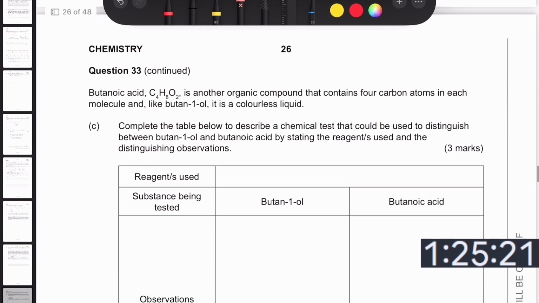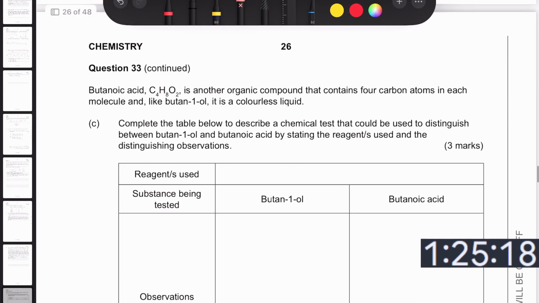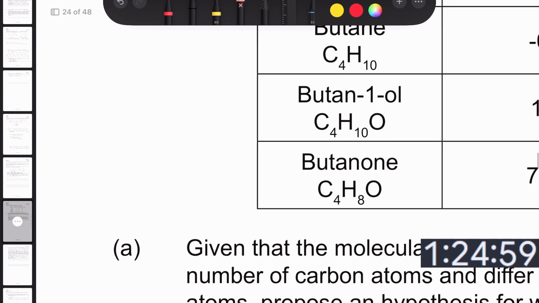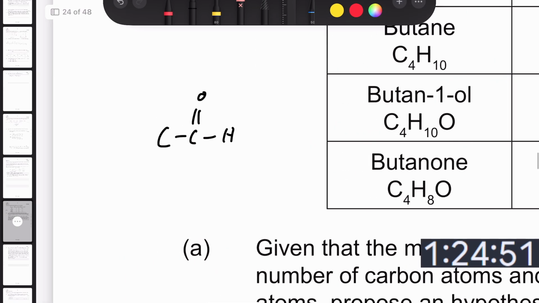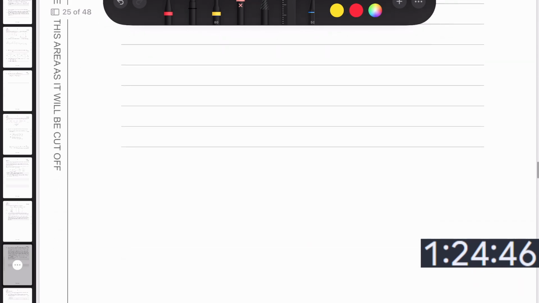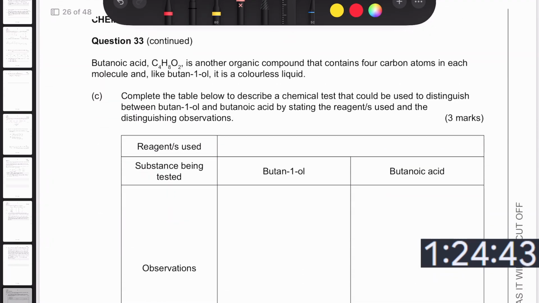Yeah, what a snowfest. There's another organic compound that contains 4 carbons in each. It's a colorless liquid. Complete below to describe the chemical test used to distinguish between butan-1-ol and butanoic acid. Excuse me. Wait. Butanoic acid is not an aldehyde. So it's going to be something like this. I think. 1, 2, 3, 4. Yes, so it can hydrogen bond to there. Okay. I remember I made that mistake last time.